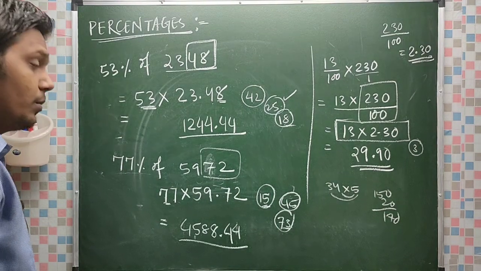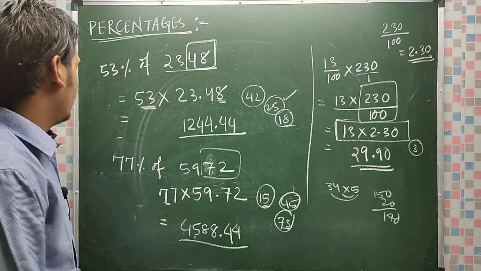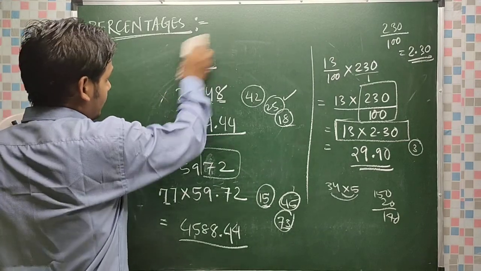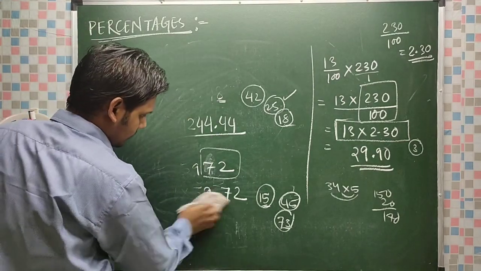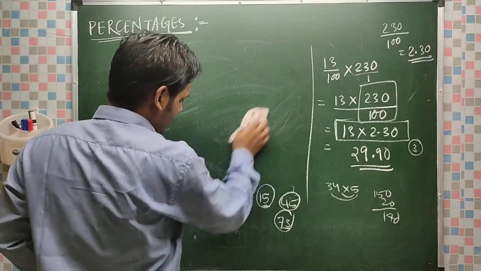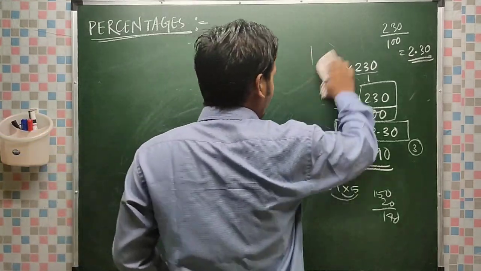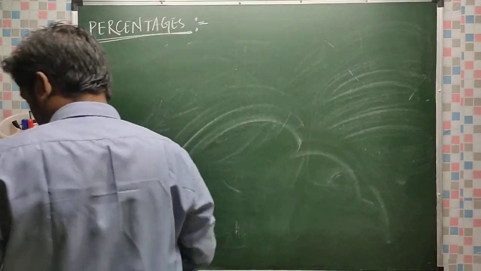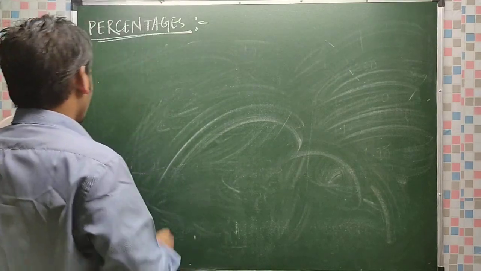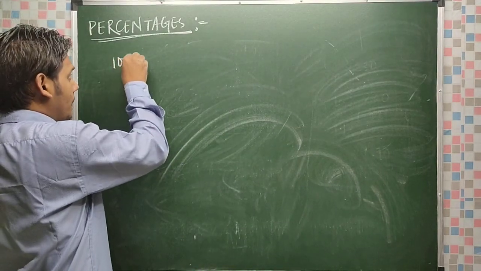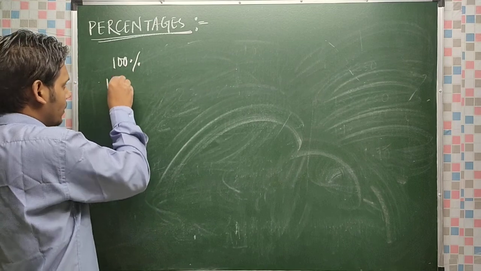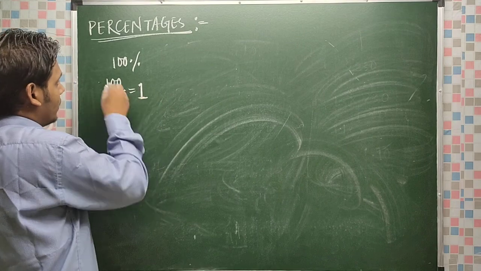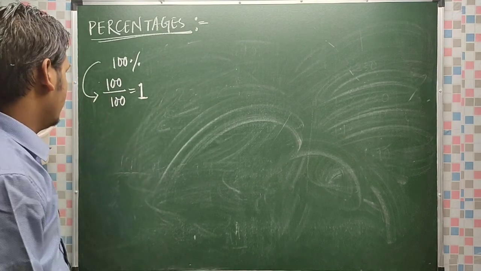And thereafter we'll go to some shortcuts that we are going to use. See, 100% means always 1. 100 by 100, that is 1. So 100% of any number is that number only. You have to multiply 1 there.